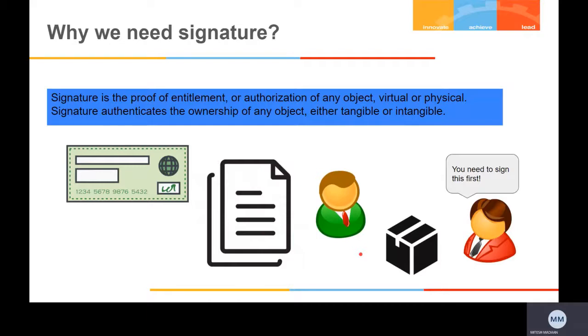The reason he demands that is that a signature is a proof of entitlement or authorization of any object, virtual or physical. The signature gives proof of ownership, or authenticates the ownership of that particular object, and it is also used when objects are transferred between any two entities. So when you deposit a check in your bank, you sign it to authenticate that you are the owner of the bank account mentioned in it, and that you are transferring the money from your bank account to somewhere else through this check. For a document or any contract, you sign on the document to authenticate your ownership of that document or your consent to it.